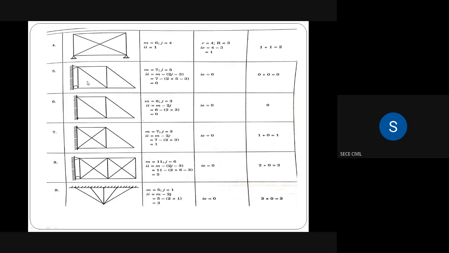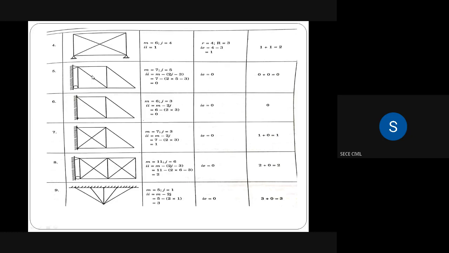And the next problem, problem number 5. So member 1, 2, 3, 4, 5, 6, 7. So there are totally 7 members. I'll count once again for you. This is member 1. Member 2, member 3, member 4, member 5, member 6, member 7. So there are totally 7 members in the given figure. So M is equal to 7.